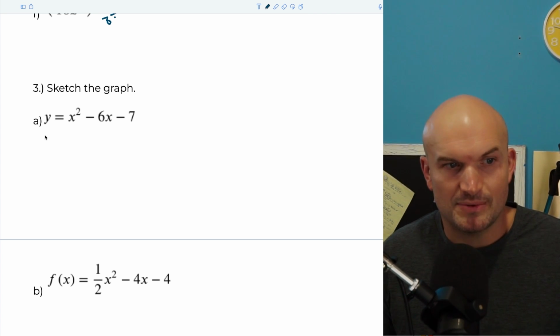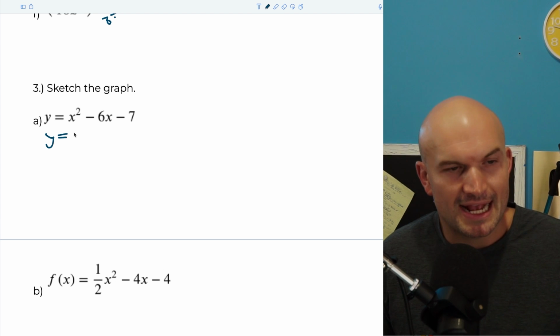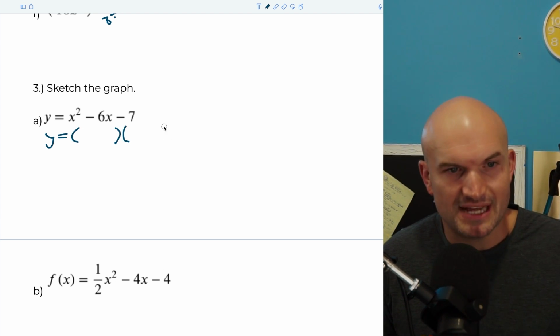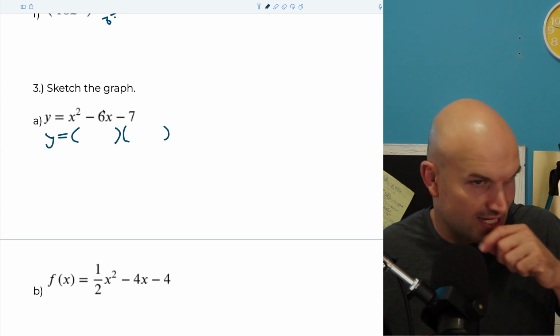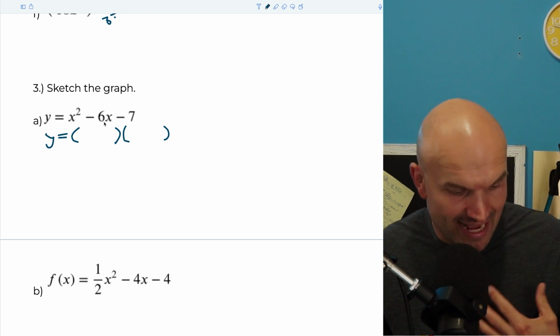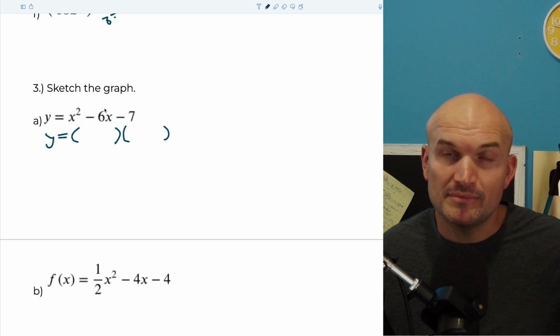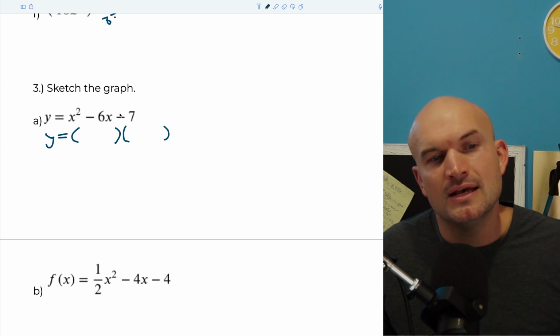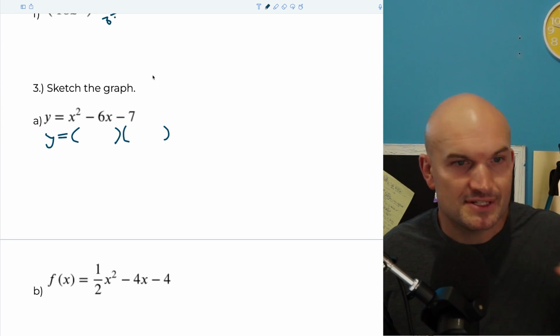That looks like that's factorable, so I'm going to go ahead and factor this. What two numbers multiply to give you negative 7, but then add to give you negative 6? So I think of numbers that have a difference of 6, because the middle term is going to be a difference. Obviously 7 and 1 have a difference of 6, so that's easy.